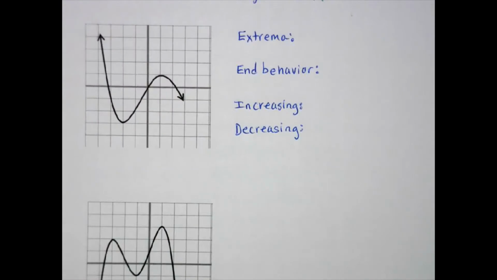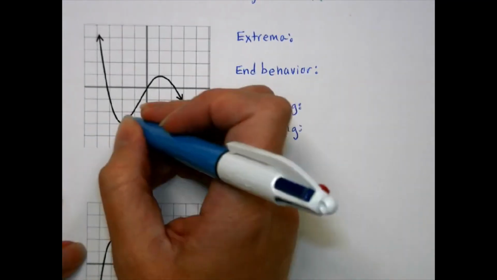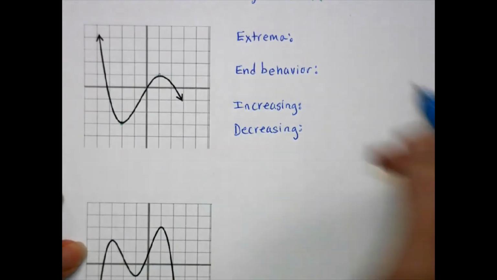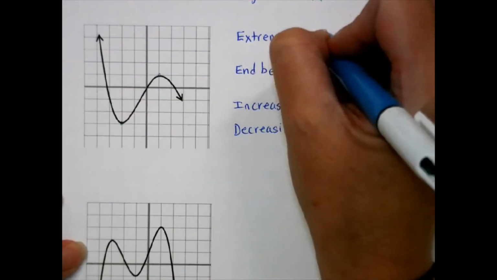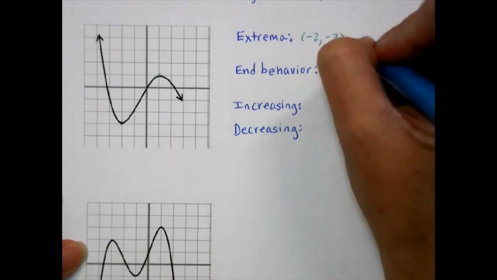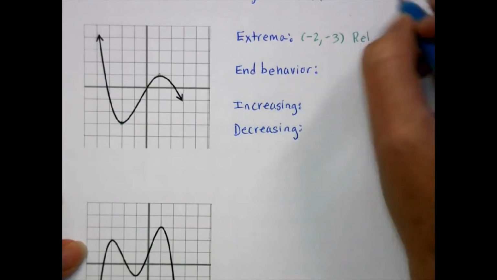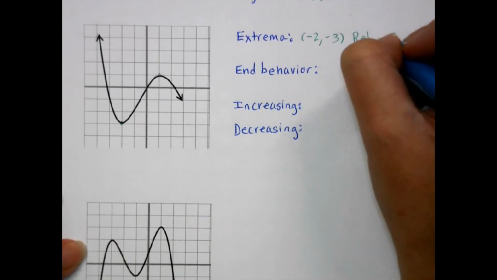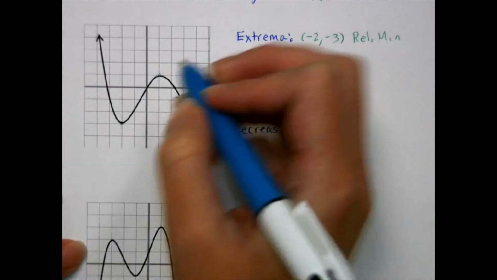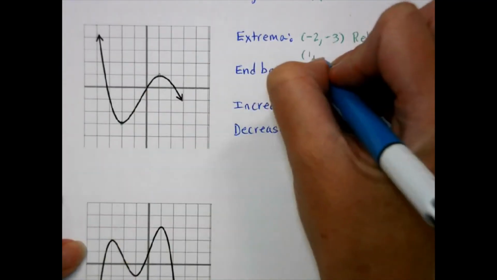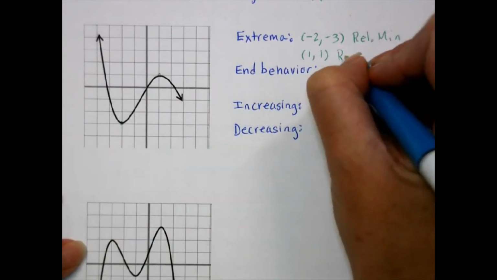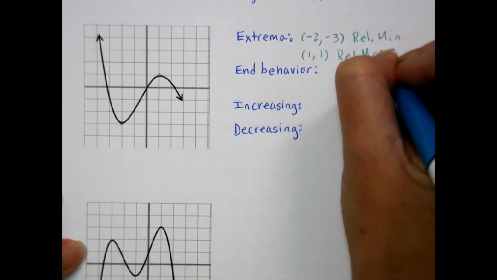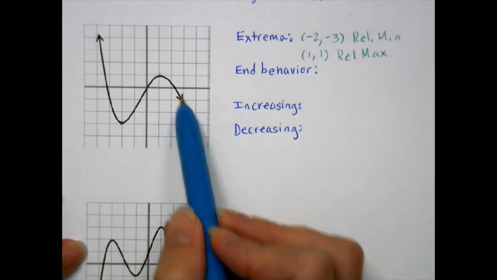Okay, next one. The extrema, this one has 2, a minimum and a maximum, and they are both relative. So -2, -3 is a relative minimum. 0, 1 is a relative maximum because they're both values less than this one and greater than this one on the graph.